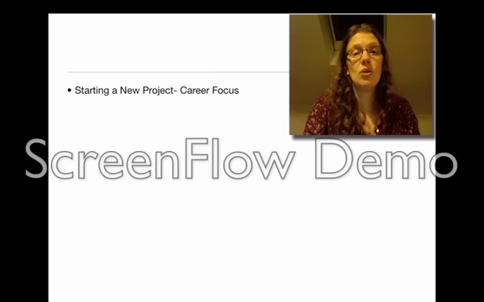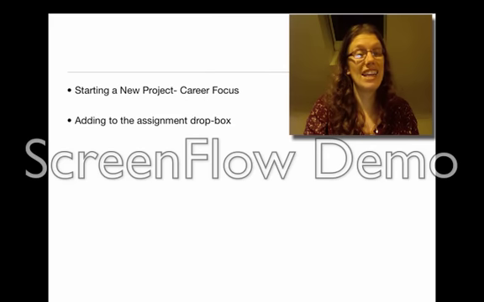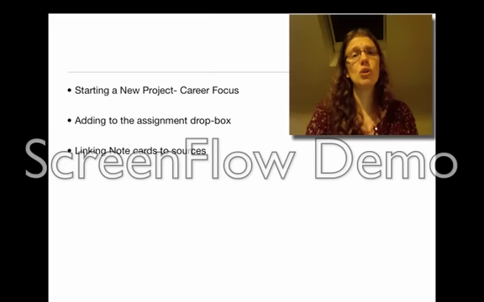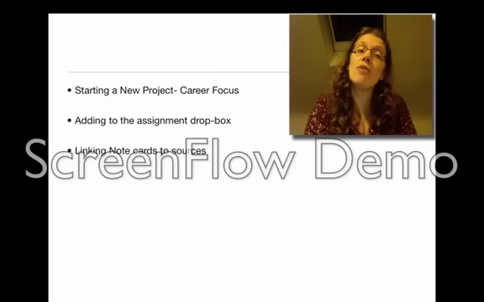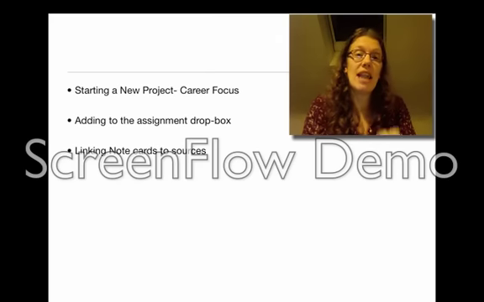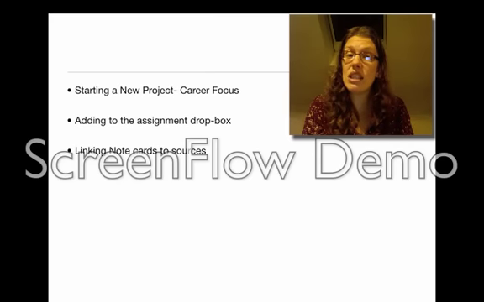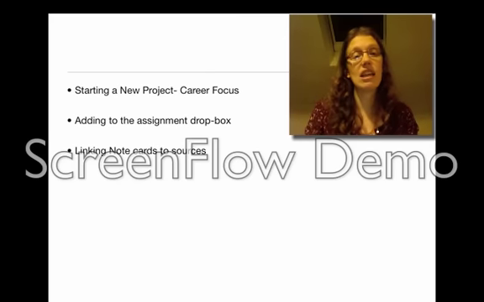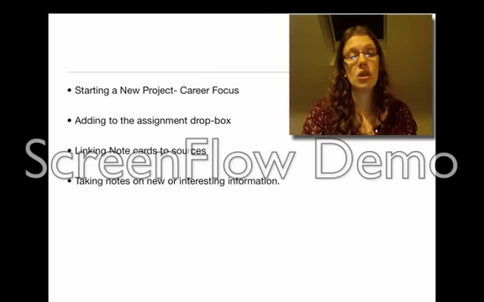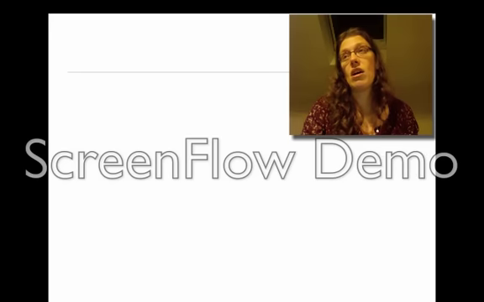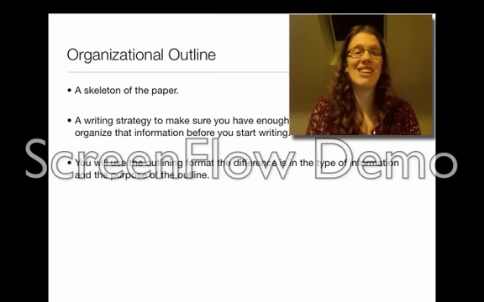Well, in Noodle Tools, you need to start a new project. Label it Career Focus. Make sure you're adding it to my assignment Dropbox. Make sure we're linking all note cards to the sources. In section 1, I was seeing a lot of note cards that were not linked to a source. The easiest way that I have found to do this is to add the information to the bibliography and then click on New within that. It's automatically going to link it, and make sure you're linking correct information. Make sure you're taking notes on new or interesting information. Sometimes I can do it, right?